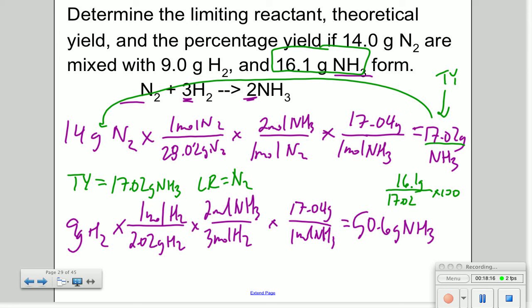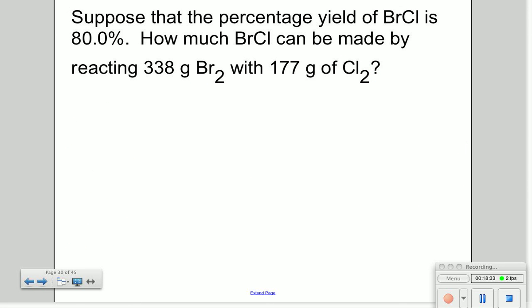My percent yield is 94.6%. So by finding my theoretical yield and the actual yield that they gave me, I calculated the percent yield at 94.6%. Okay, now this one's a little bit different.